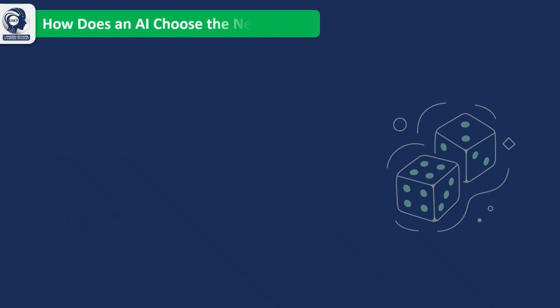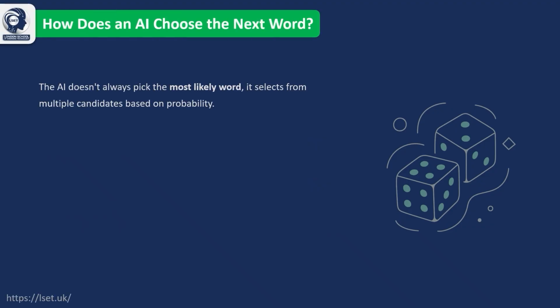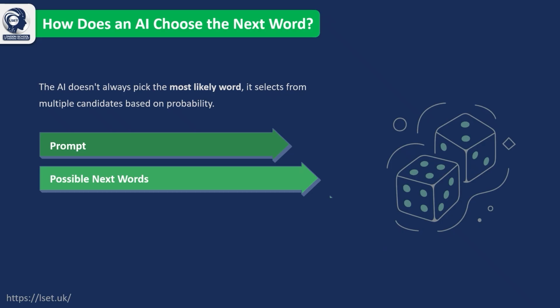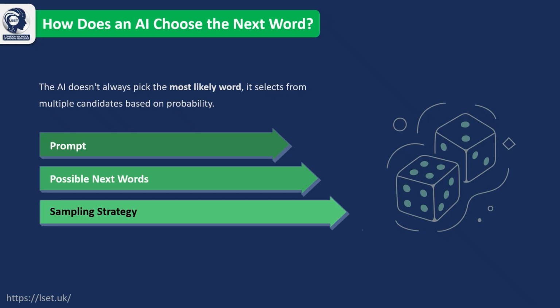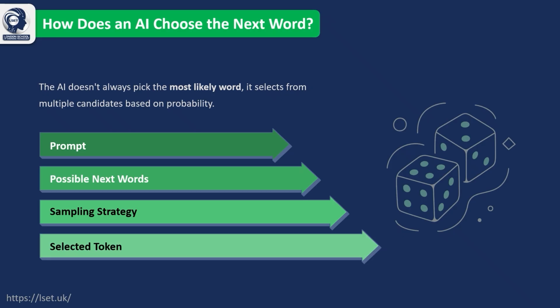Many people think that AI simply chooses the most likely next word, but that's not exactly how it works. When you enter a prompt, the AI first predicts several possible next words, each with its own probability score based on the context. Instead of always selecting the highest-ranked word, it applies a sampling strategy to evaluate these candidates. This strategy determines which word will be chosen to continue the response. The selected word, also known as a token, is then added to the sentence, and the same process repeats until the complete response is generated.